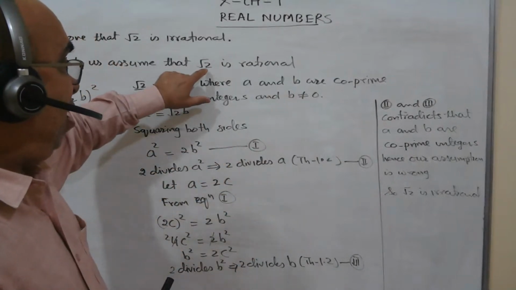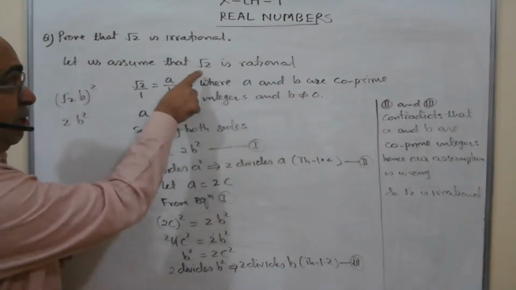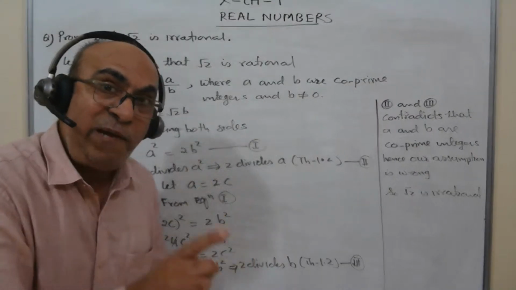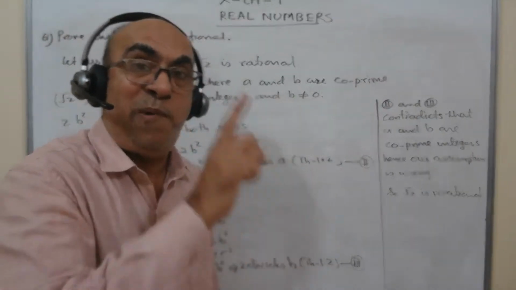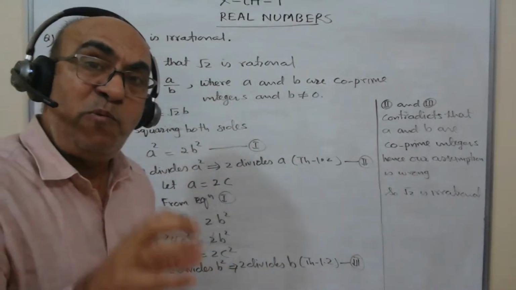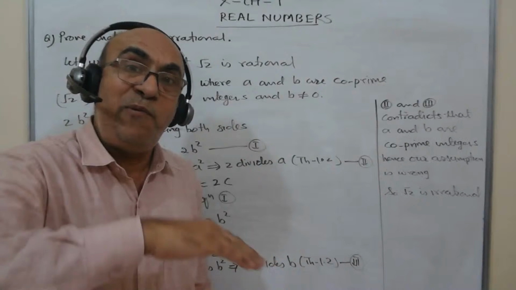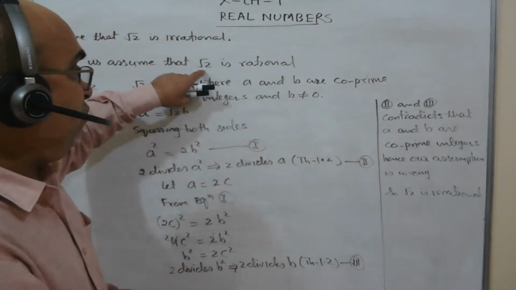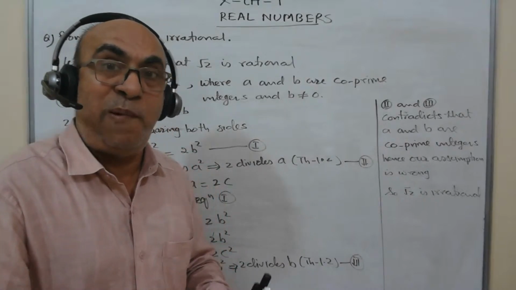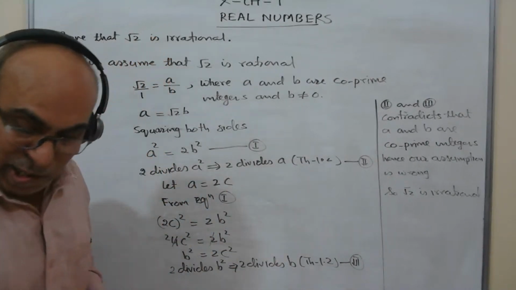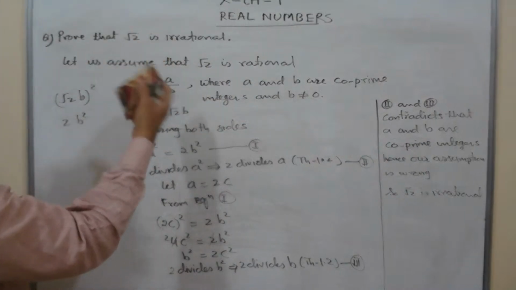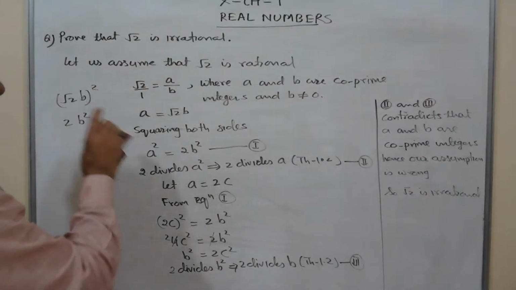Similarly, in case of square root 2, what did we do? In conclusion, we proved that a and b are divisible by 2. If square root 3 comes, then you have to prove that a and b are divisible by 3. Similarly, if square root 5 comes, then you have to show that a and b are divisible by 5, and so on for the square root of any number, 7, 11, and so on. This is the first type of question.